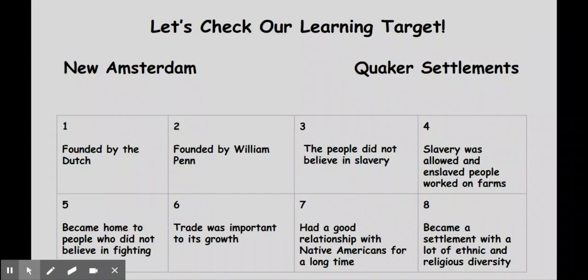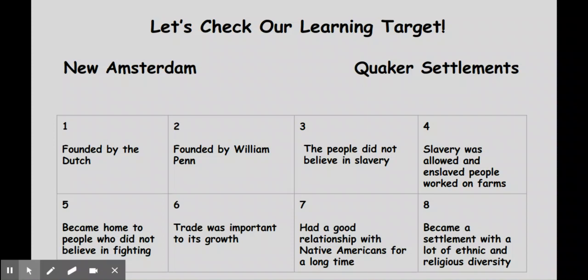Let's check our progress towards our learning target. See if you can identify whether each fact describes New Amsterdam or Quaker settlements. Number 1. Which was founded by the Dutch? New Amsterdam was founded by the Dutch. Number 2. Which was founded by William Penn? The answer is the Quaker settlements were founded by William Penn.